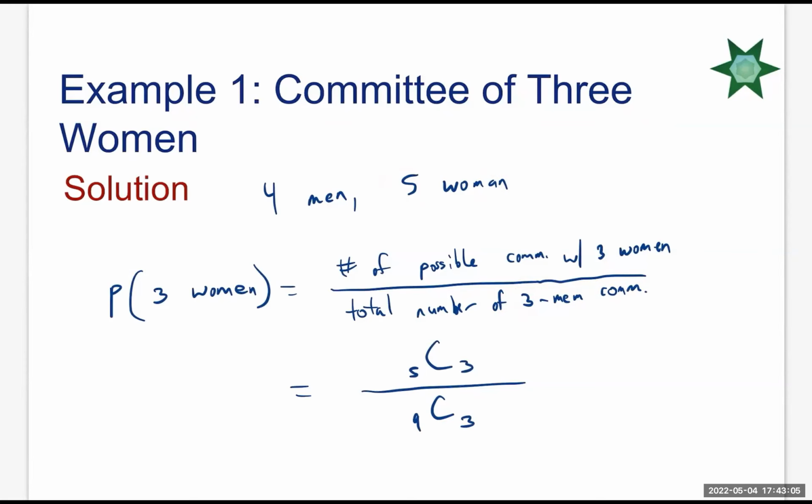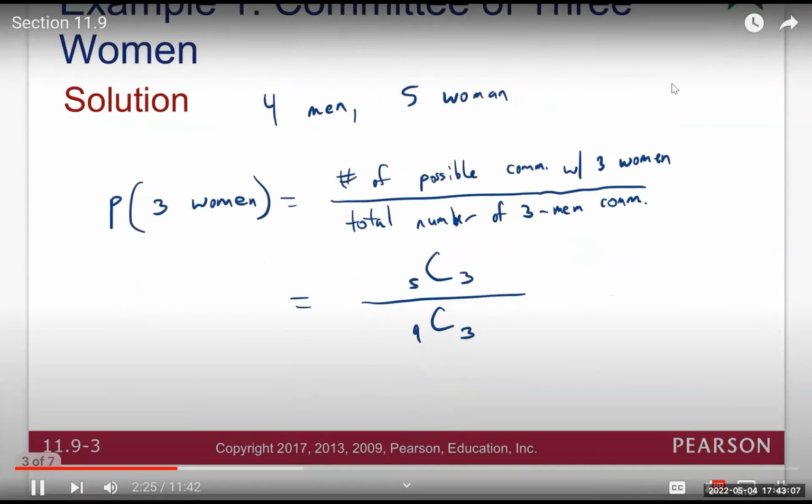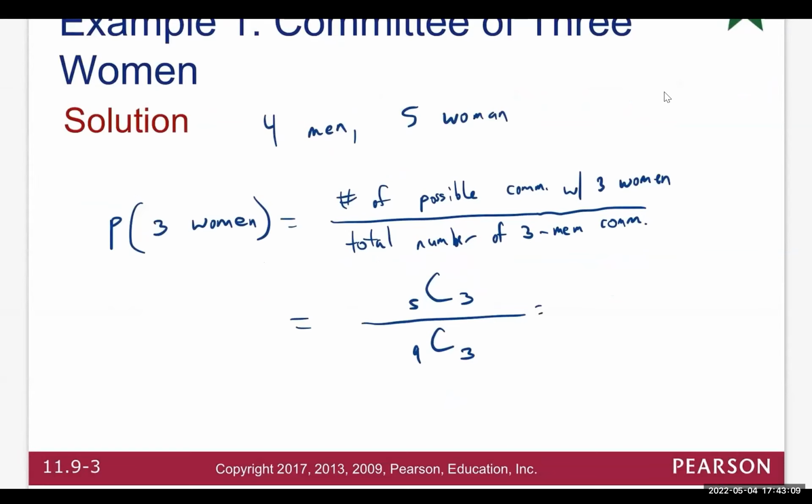That's the answer. So if you use your calculators to solve this, let's see what we get. For the 5 choose 3, I'm getting 10. And for 9 choose 3, I'm getting 42. I'm sorry, 84. But if you divide by 2, that's where you get the 42 that I was referring to. And that is the final answer. So that would be the probability of selecting 3 women.